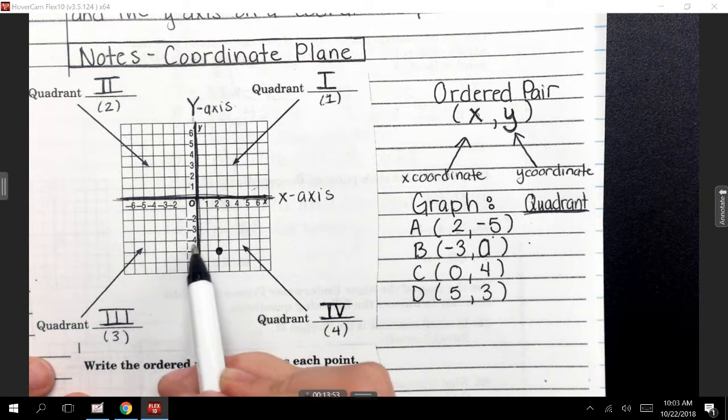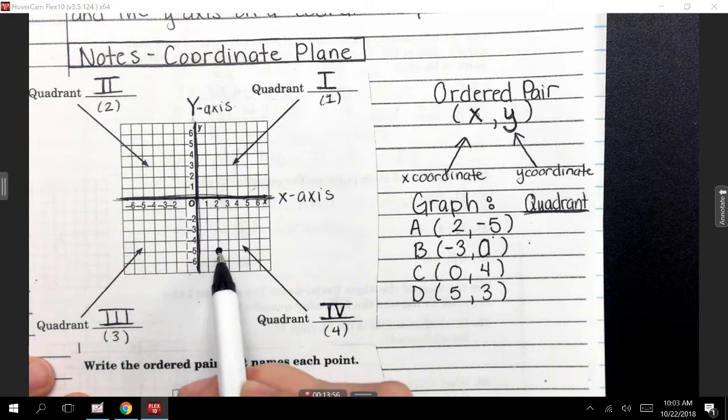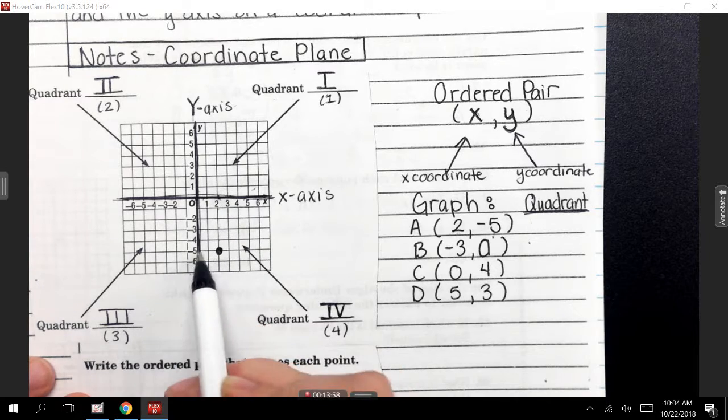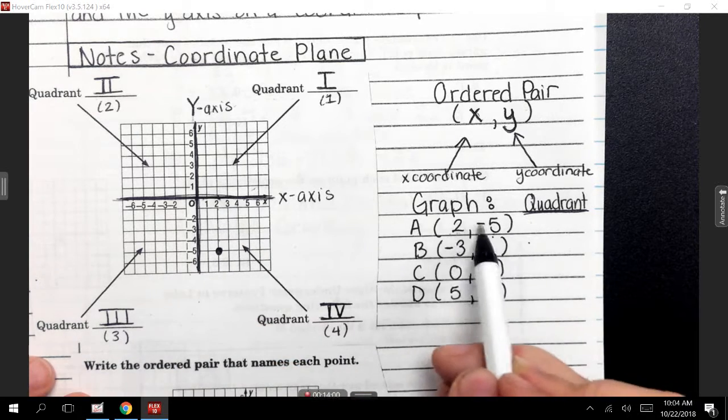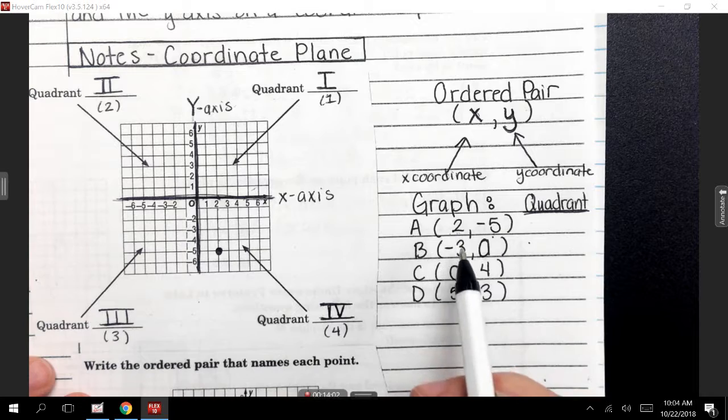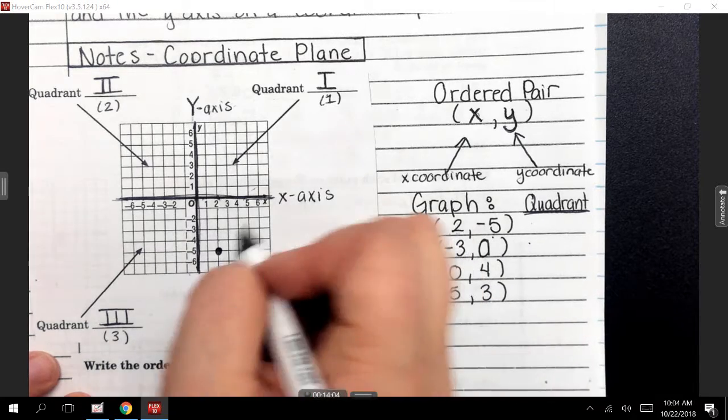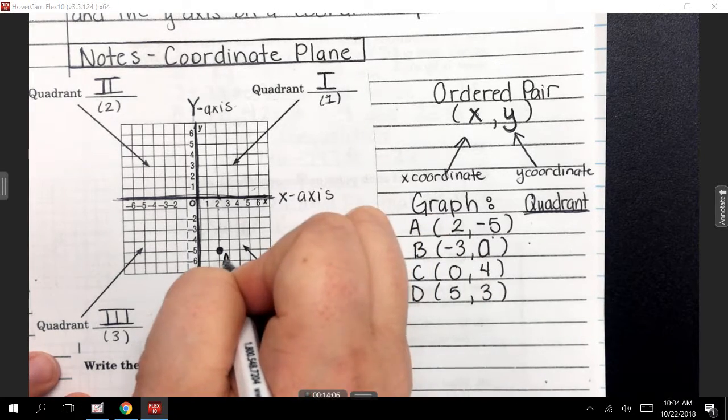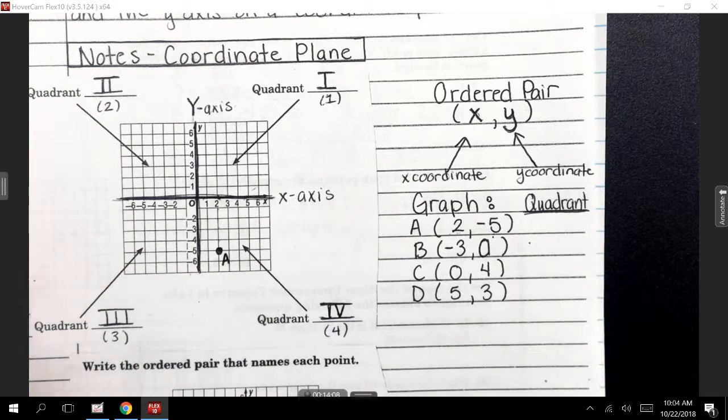That's a -5. Okay, so we went up. There's the 2, there's the -5. So is that where I said it would be? All right, what do you think I need to put next to that dot? The A. So we labeled it as A.